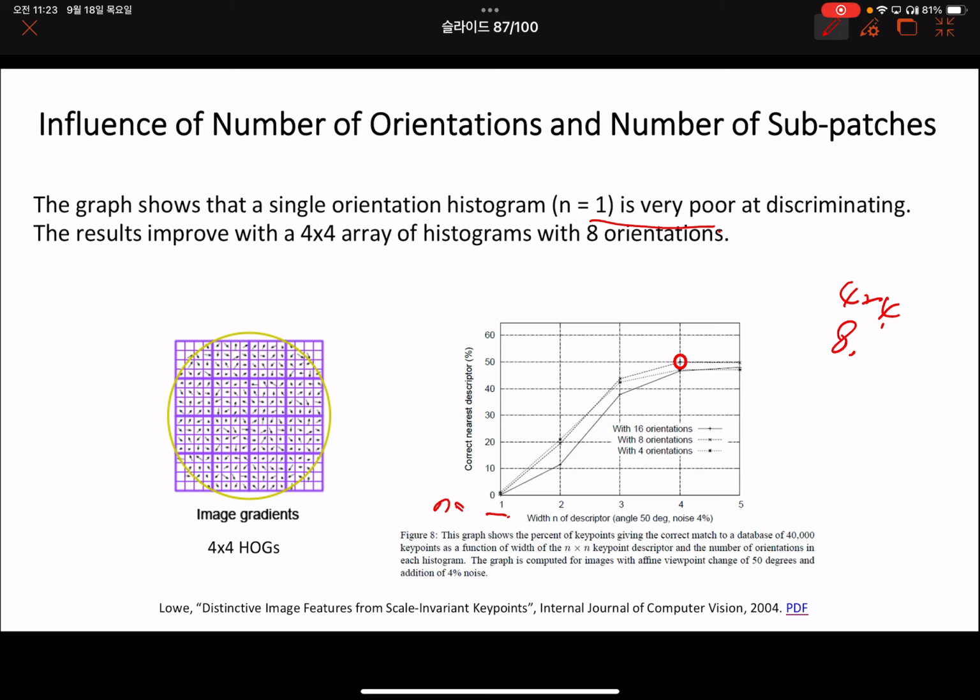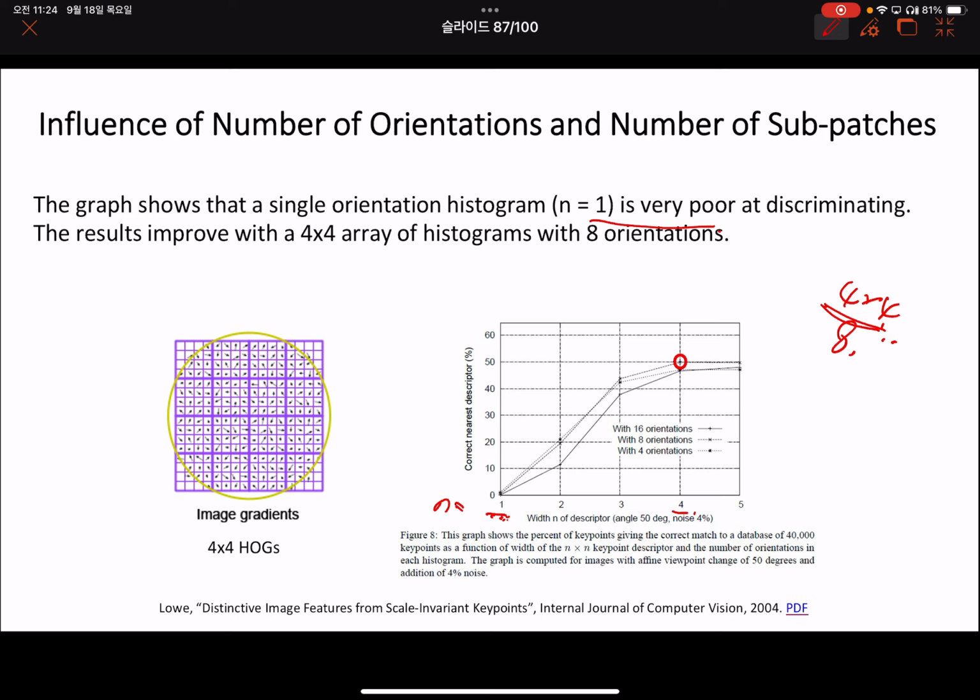Now we use n equals 1, and now we use n equals 4, right? 4 by 4. So n equals 1 becomes very poor at discriminating. n equals 1 means just using a single dominant rotation. With 4x4 cells, we have 16 kinds of rotation, right? But n equals 1 only uses a single scalar, a single dominant rotation, to describe that local patch, and that makes it very poor.